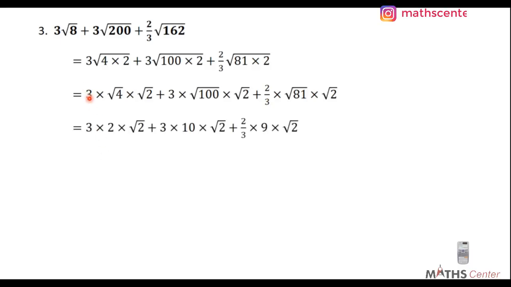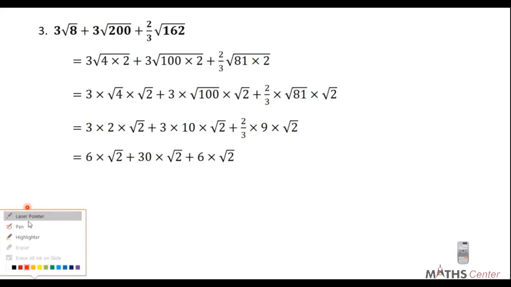Now let's proceed. We have 3 times square root of 4 is 2. So 3 times 2 times square root of 2, plus 3 times square root of 100 is 10. So 10 times square root of 2, then plus 2 over 3 times square root of 81 is 9 times square root of 2. So we proceed. We have 3 times 2 to give us 6 times square root of 2. We have that here. So plus 3 times 10 will give us 30 times square root of 2, plus 2 over 3 times 9 will give us 6, because 3 will cancel itself once and cancel 9 three times.